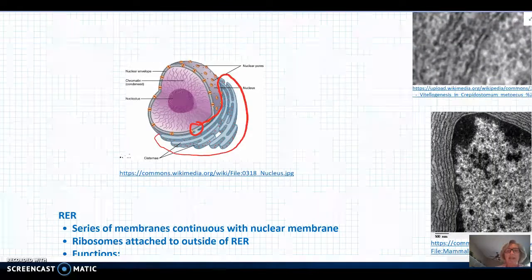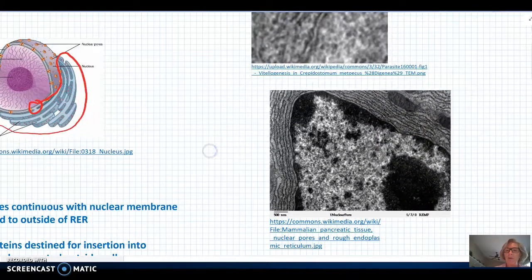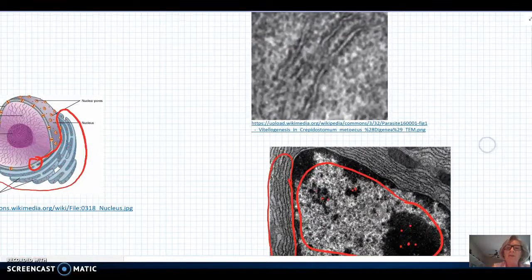So we can actually see the rough endoplasmic reticulum using an electron microscope. If you look at these pictures here, this would be the nucleus of the cell, and these dark areas are where the DNA, the chromatin is. But you can see outside the nucleus are these folds of membranes. They look like flat sacs. That's the RER. And at a higher magnification, if you look here, you can just about make out the dots on the outside of that RER. Those are the ribosomes attached to the RER.